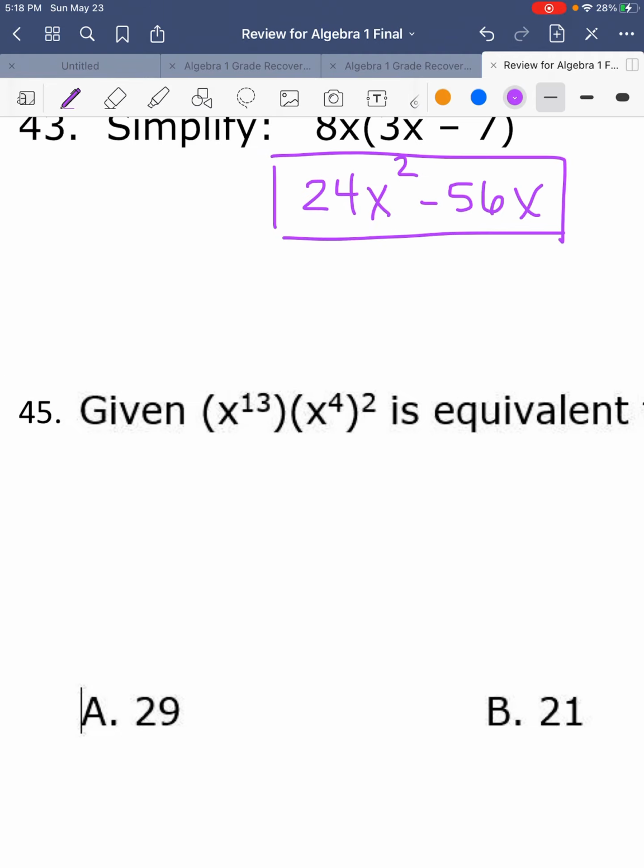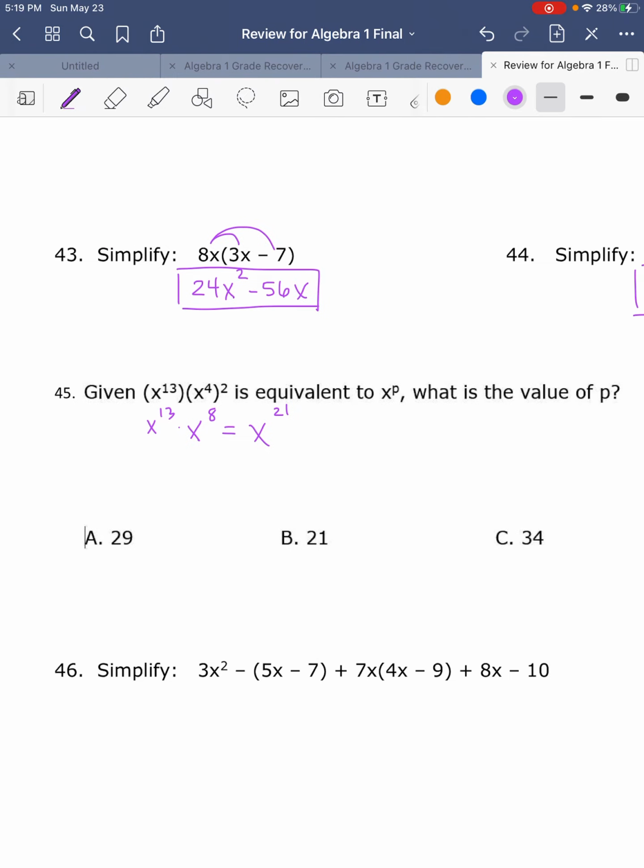Alright, here's an exponent rules one. So remember, if you have power to a power, you have to multiply them. So this x to the 13th is going to stay. And then x to the 4th times 2 is x to the 8th. And once we just have multiplying, this is when we add our exponents together. So this would really just become x to the 13 plus 8, which is 21. So if this is equivalent to x to the power of p, p would have to equal 21. So B.